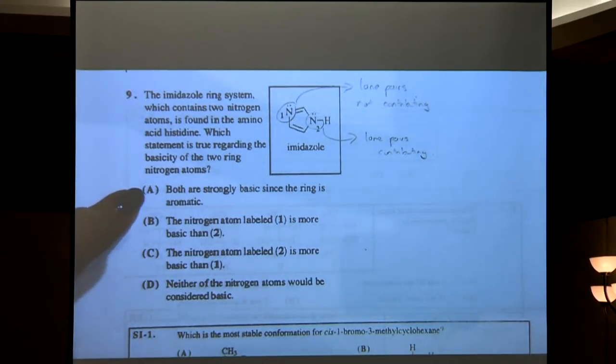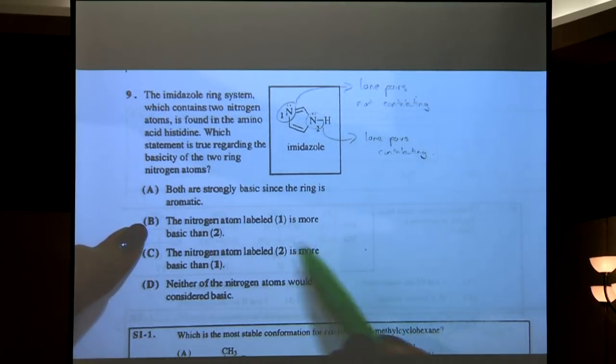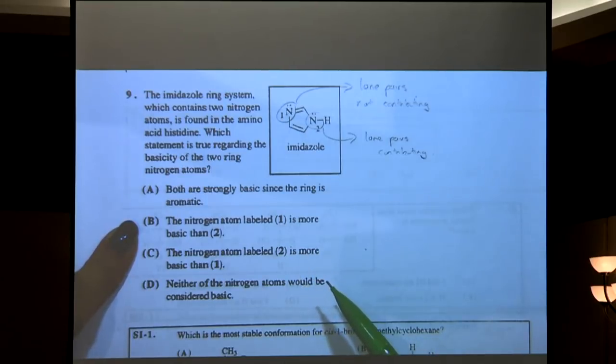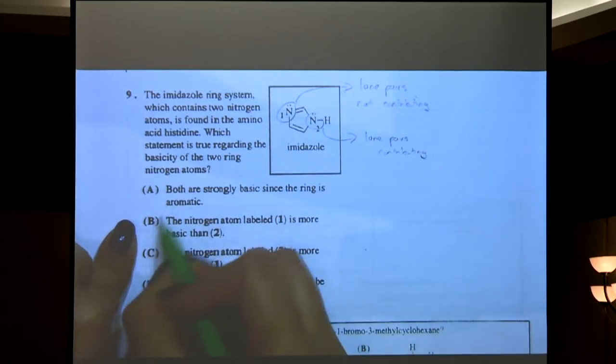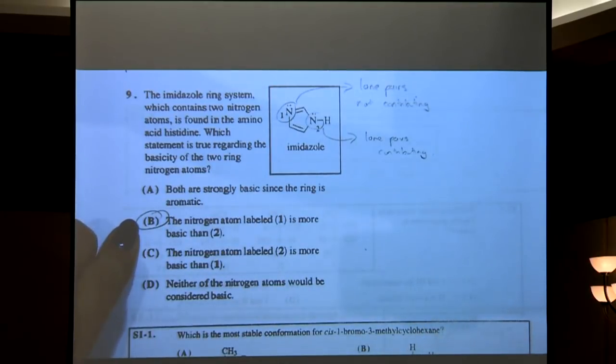So if we look at the answer choices, both are strongly basic since the ring is aromatic. Not true because one contributes, the other one doesn't. B, the nitrogen atom labeled 1 is more basic than 2. That should be true because number 1 is not contributing to the system, number 2 is. So that should be the answer. Does that make sense? Any questions?